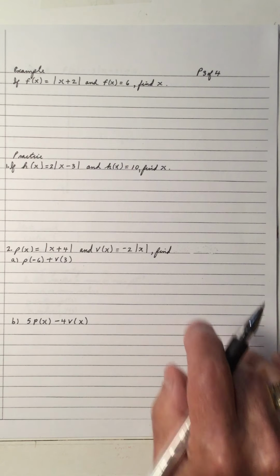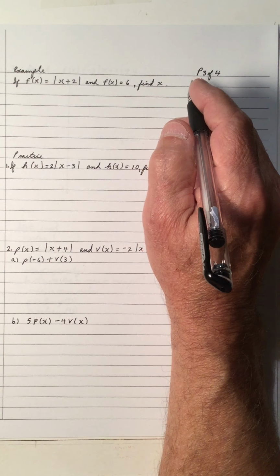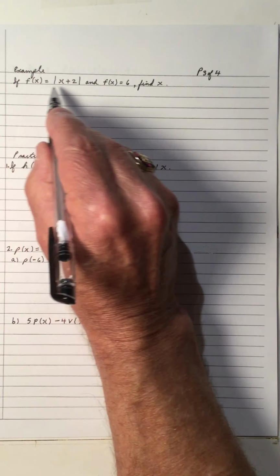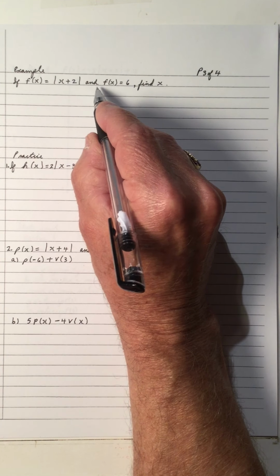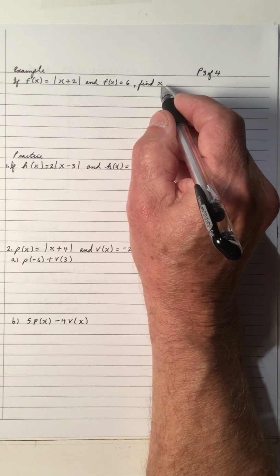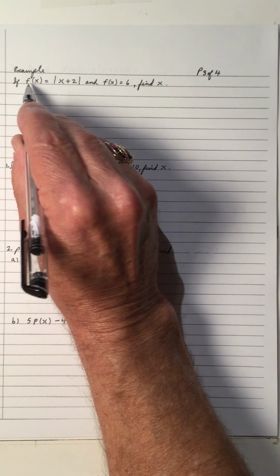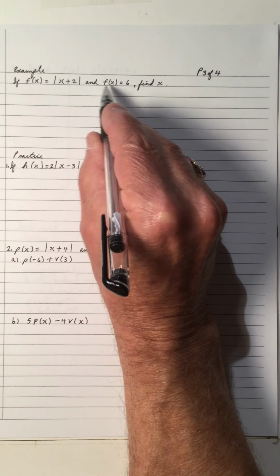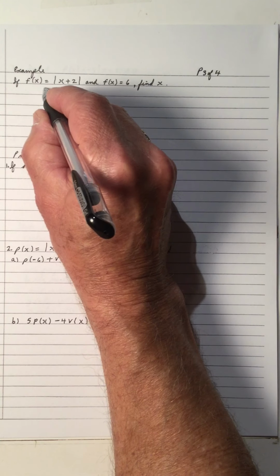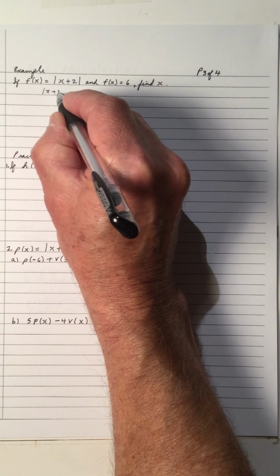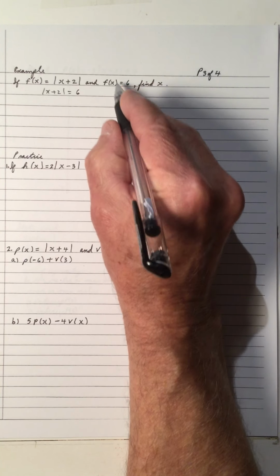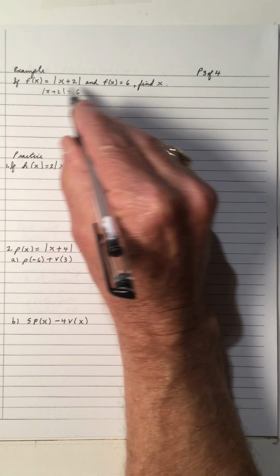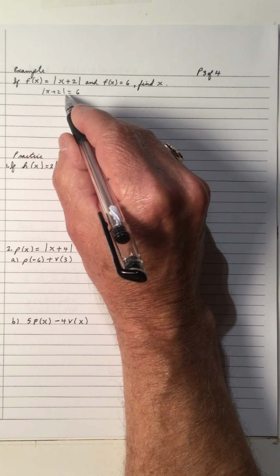Now we have another example, but it's a little bit different in the function notation. If f of x equals the absolute value of x plus 2, and f of x equals 6, find the values of x. So notice f of x and f of x. That means the absolute value of x plus 2 is equal to 6 by the transitive property. Both of these expressions are equal to f of x, therefore they're equal to each other.